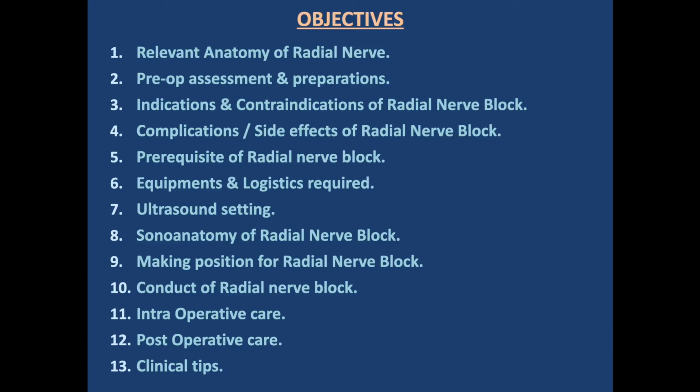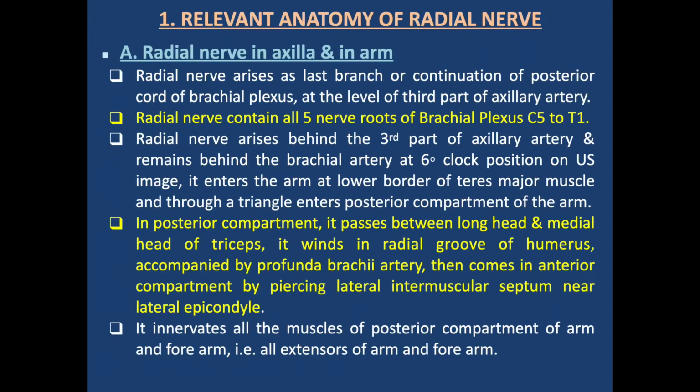The objectives of my presentation are to discuss the relevant anatomy of radial nerve, preoperative assessment and preparation of the patient, indications and contraindications of radial nerve block, complications and side effects of radial nerve block, prerequisites of radial nerve block, equipment and logistics required for the block, ultrasound setting. After that, we will discuss sonoanatomy of the radial nerve, how to position the patient for radial nerve block, conduct of radial nerve block, what will be intraoperative care and what will be postoperative care, and clinical tips.